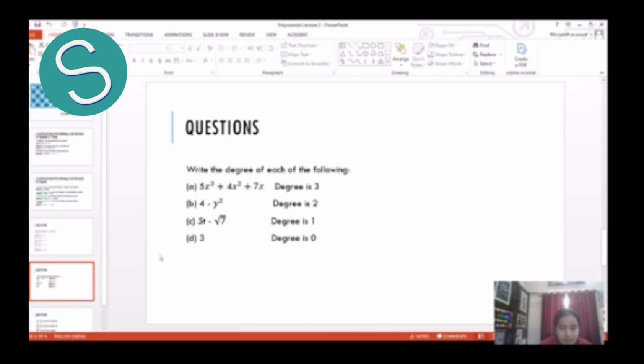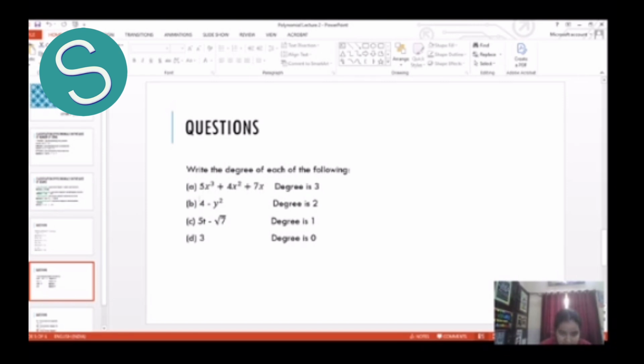Now, the next question is: write the degree of each of the following. The degree of a polynomial means the highest power of the variable in the polynomial. So in the first question, 5x cube plus 4x square plus 7x, x is our variable, whose powers are 1, 2 and 3, right.